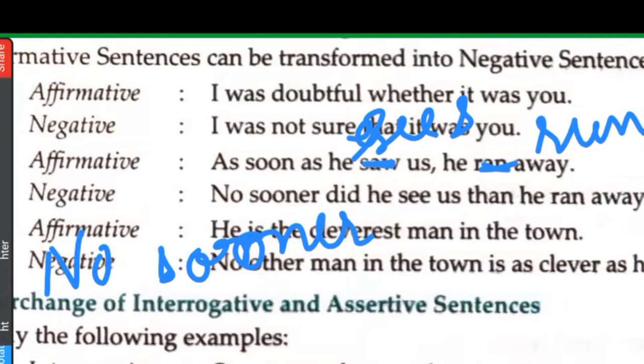Anybody see the kind of tenses that... oh my god.